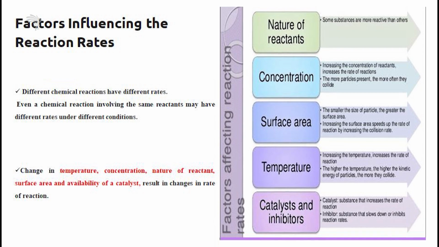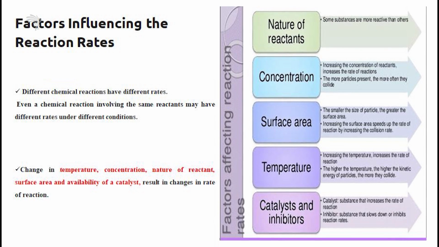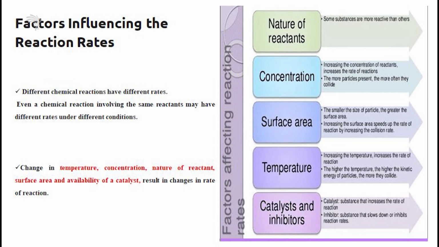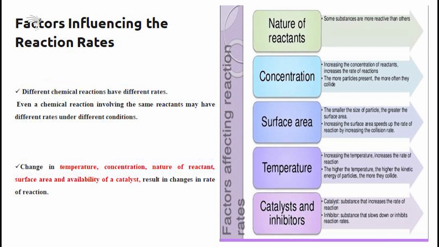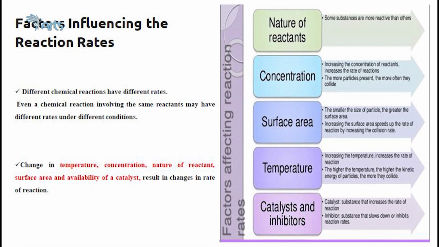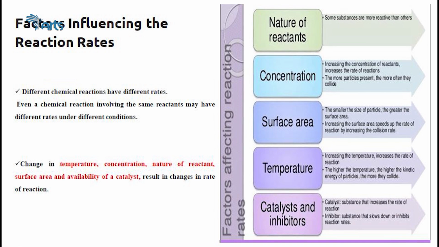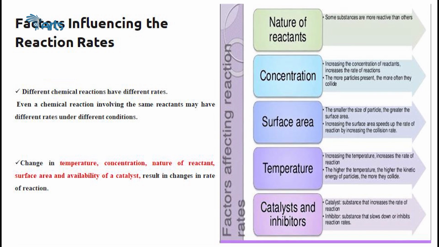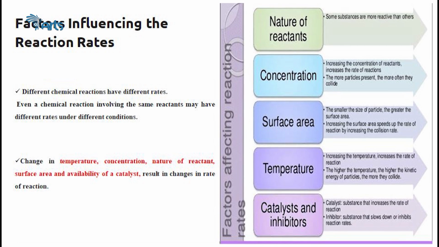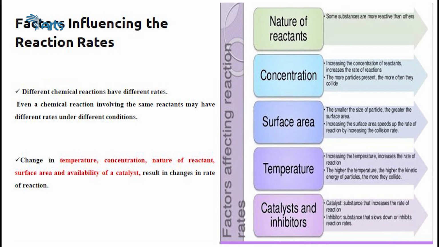So at least, when you're asked to mention some factors that directly influence any chemical reaction, then you must be able to mention the following, at least 5. So what are these factors in general? Well, the first is temperature, the second is concentration, the third is nature of reactants, the fourth is surface area, and the last one is availability of a catalyst.